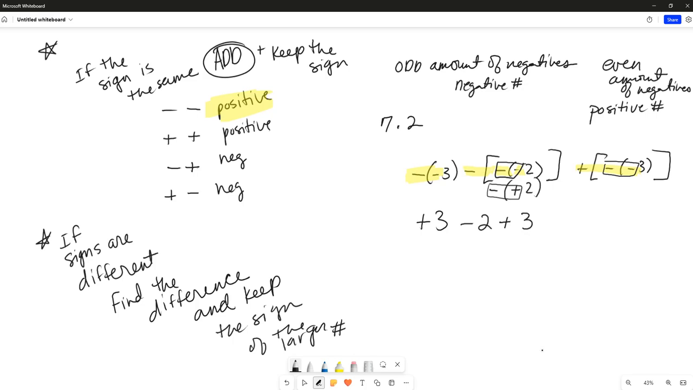All right, now we're going to add all the numbers that have the same sign. So the two threes have the same sign, so that's a positive 6. And then minus 2, so this is going to be 4.